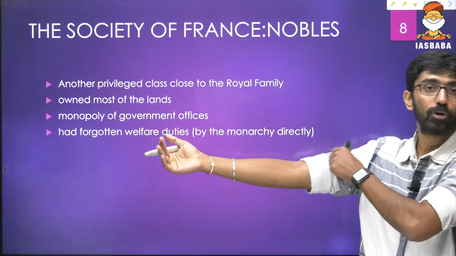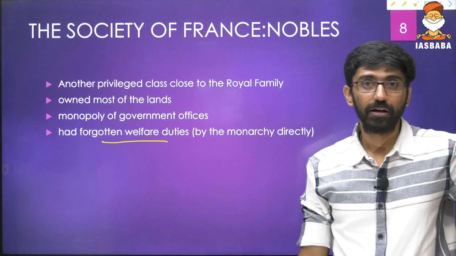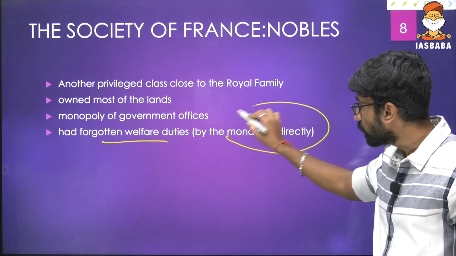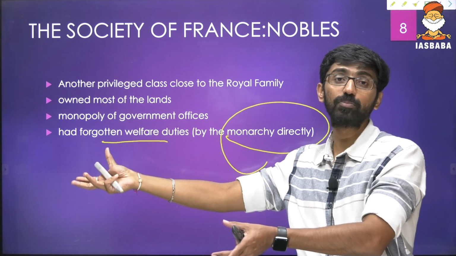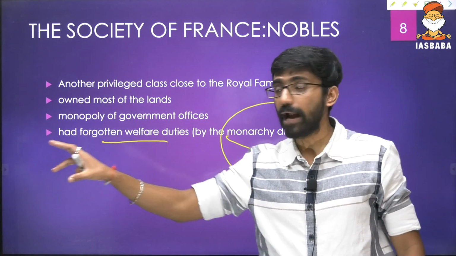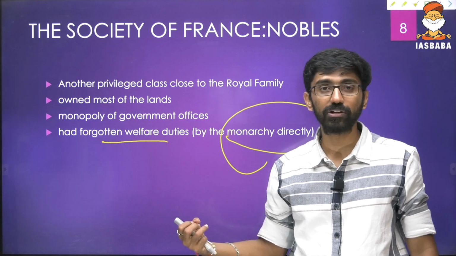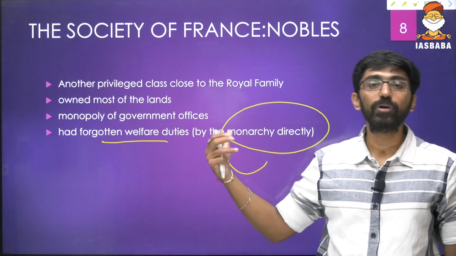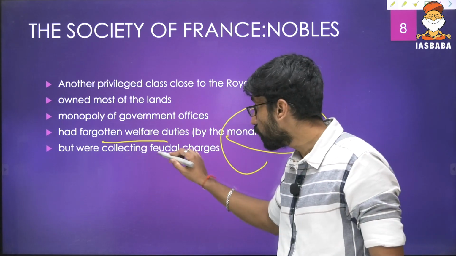And these nobles, as a ruling class, had forgotten their welfare duties. And now the welfare duty put upon the monarchy itself, that is the ruling family. But the ruling family was also despotic, that is political causes will come to. Now the government is also not caring, and even the nobles who had the minister's position, the governor's position, are also not taking any kind of welfare activities towards the people. But they were collecting feudal charges.